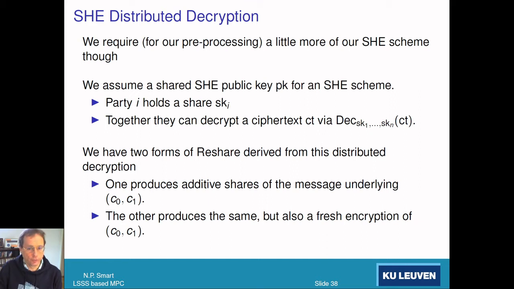What are those two forms of resharing? The first form is going to produce an additive share of the underlying message encrypted by the ciphertext. So given C0 and C1, everybody is going to get a distributed decryption of C0 and C1. Because C0 and C1 are encoding 32,000 things at once, it's doing an additive sharing of 32,000 things at once with one operation. The other method of reshare does exactly the same, but it also produces a fresh encryption of C0 and C1 at the same time, for technical reasons we'll come to later.